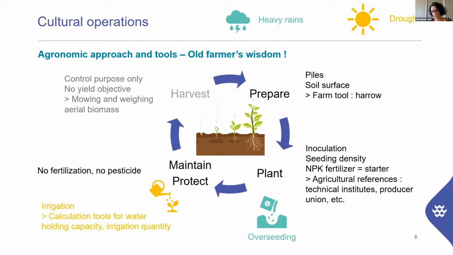For example, right after the seeding, we had very heavy rains that washed away a lot of the seeds on the phytopiles. So we had to overseed at the next season. And during summer, on the other hand, we had a period of drought. So we had to add water to irrigate a little bit the piles in order to maintain the vegetation cover. And finally, for the harvest, well, it was not really a harvest because we had no yield objective.